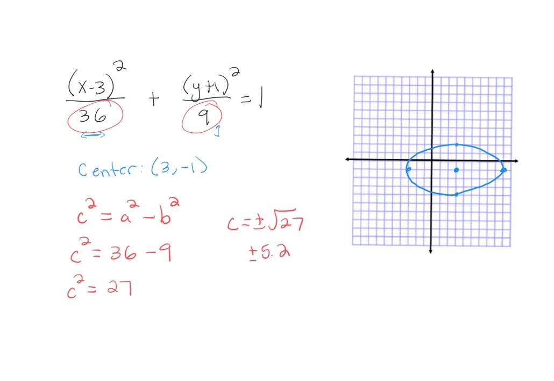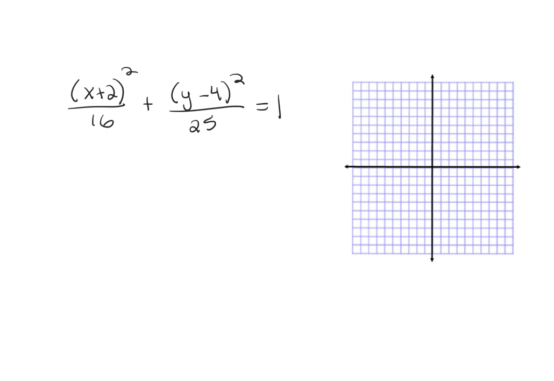So what that means is if we start at the center, on the major axis, we're going to go right and left 5.2. So we can just kind of estimate, it's pretty close to the vertices here. And there we have the full graph of an ellipse.